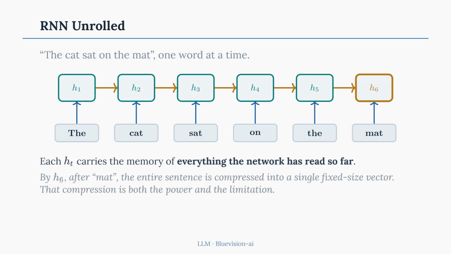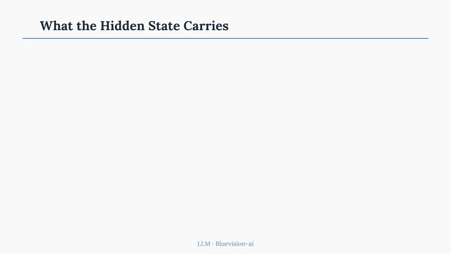But here's the thing. By H6, the entire sentence is squeezed into a single fixed-size vector. 6 words or 600 words, all forced into the same 256-dimensional space. That squeezing gives the RNN its power. It's also exactly where it breaks. So what is actually living in the hidden state? What has the RNN learned to encode?